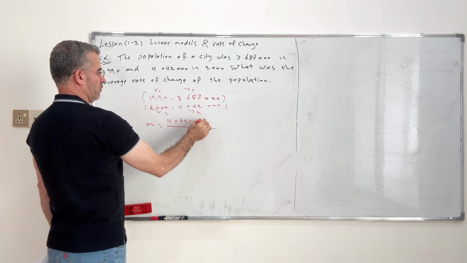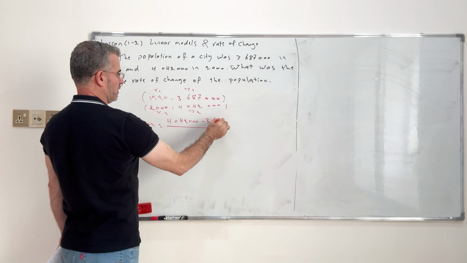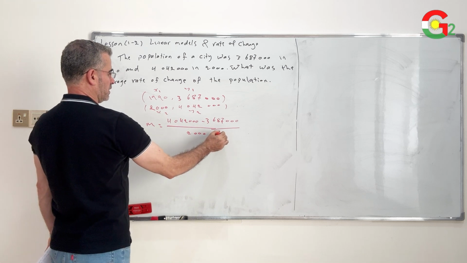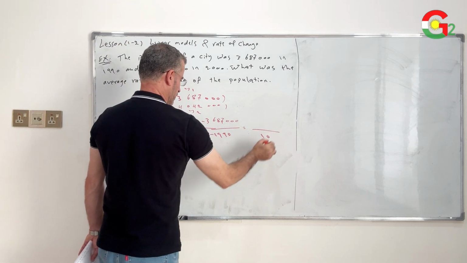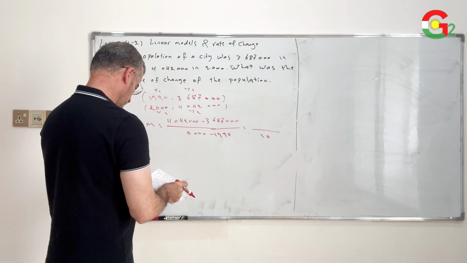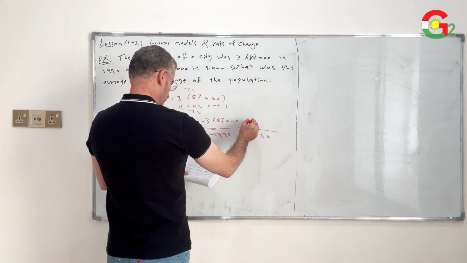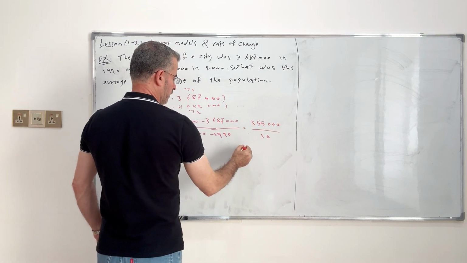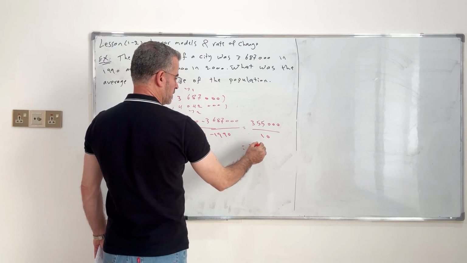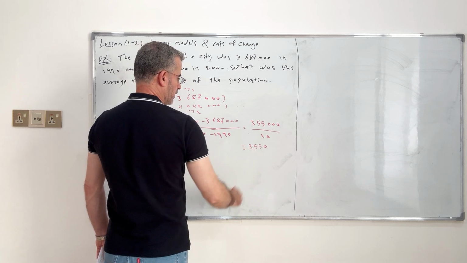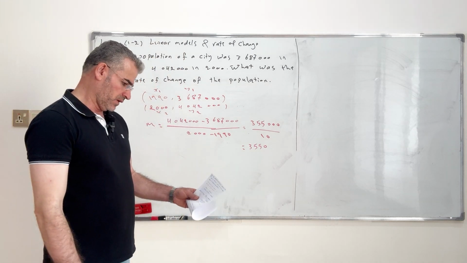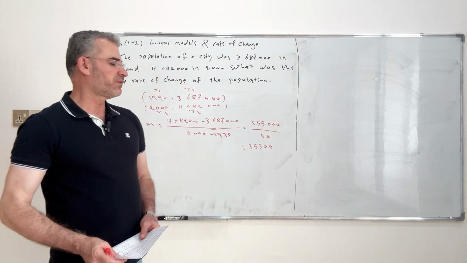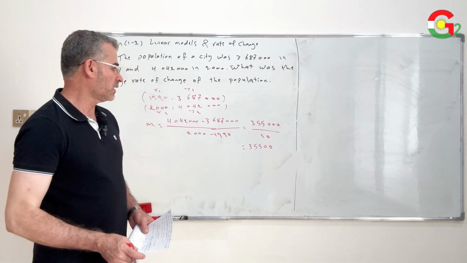4,042,000 minus 3,687,000 over x2 minus x1, 2000 minus 1990, it's 10, and the numerator is 355,000 divided by 10, then the answer is 35,500. So 35,500 is the rate of change.